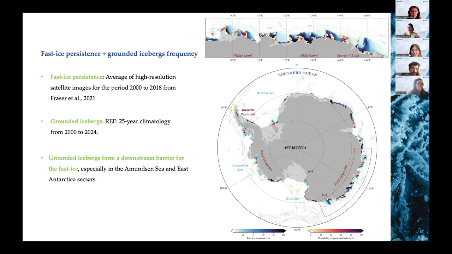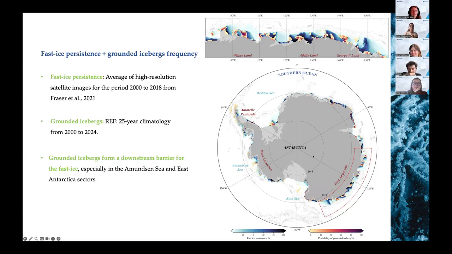Finally, as I have said in the first slide, grounded icebergs favor the formation of the fast ice. So we wanted to validate our results, plotting the grounded iceberg frequency against the fast ice persistence. Our reference results have been represented in warm colors, and the fast ice persistence, obtained from the work published by Fraser et al. in 2021, which comes from satellite images for the period 2000 to 2018, has been represented here in blue.